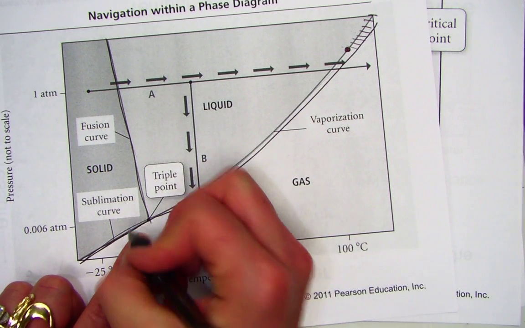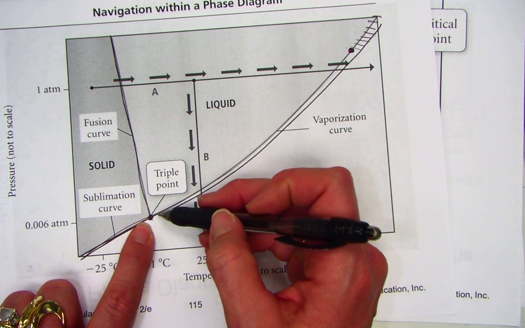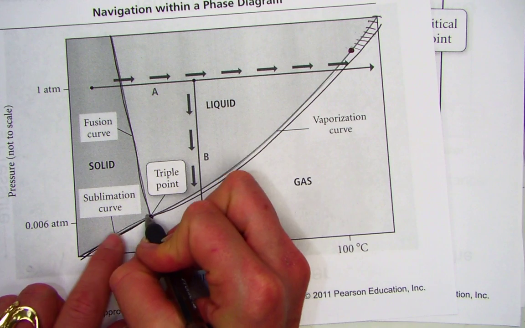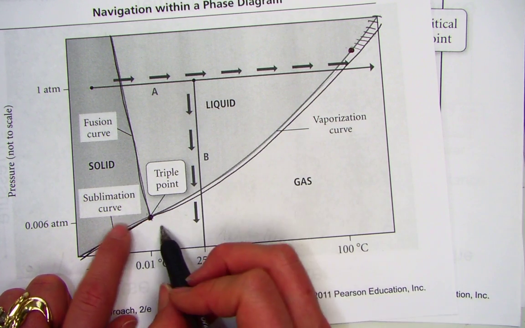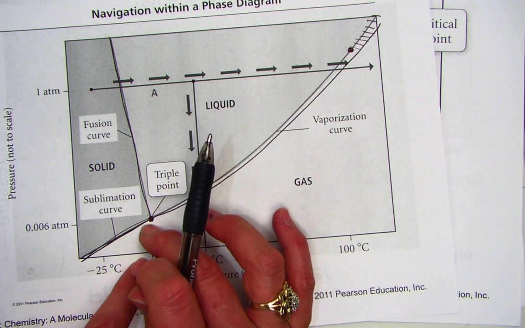The triple point, another point of interest, where all three phases of matter exist simultaneously in equilibrium. The solid, the liquid, and the gas phase exist simultaneously at one specific pressure and temperature.